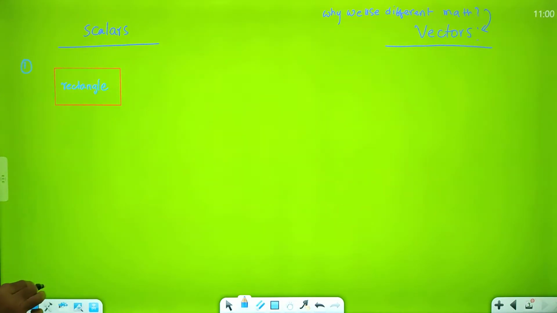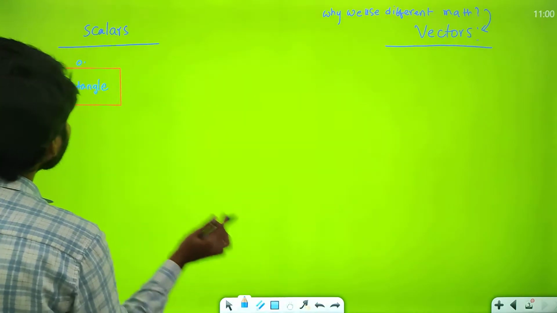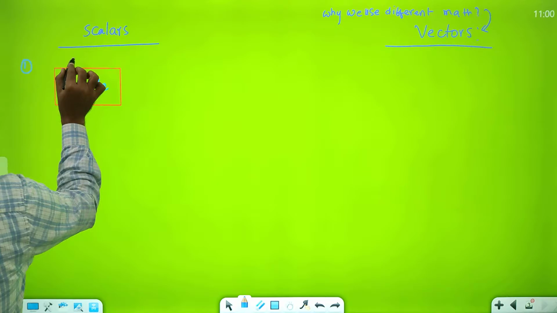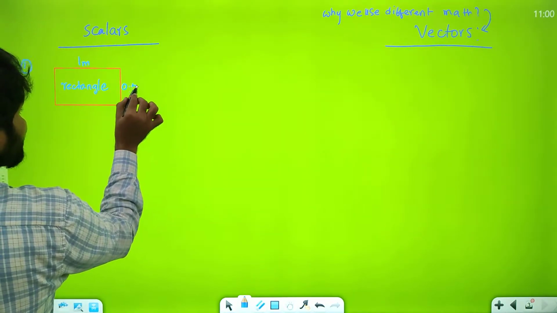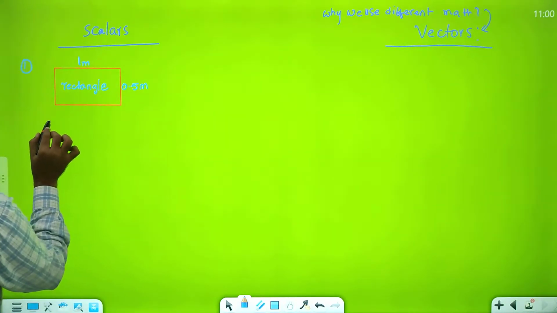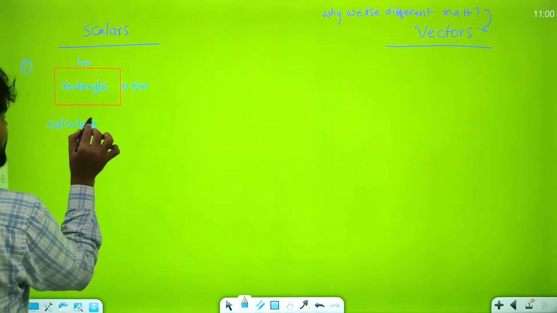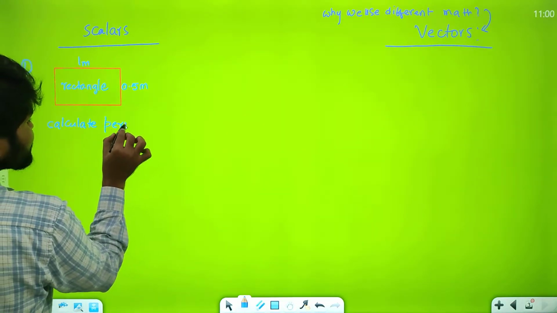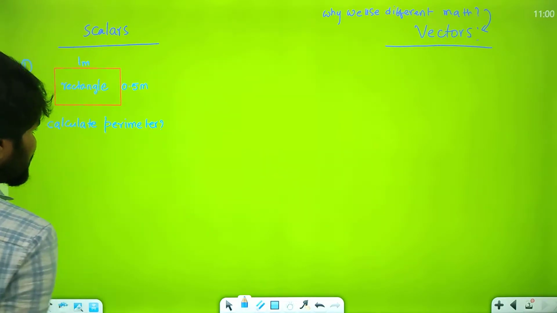This is a rectangle. So this side is, sorry, this side is 1 meter. This side is 0.5 meter. Here he is asking to calculate the perimeter.